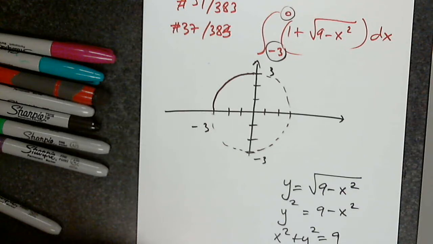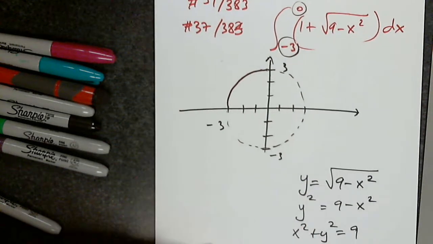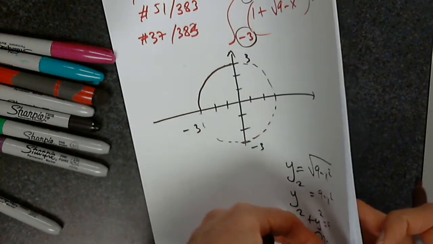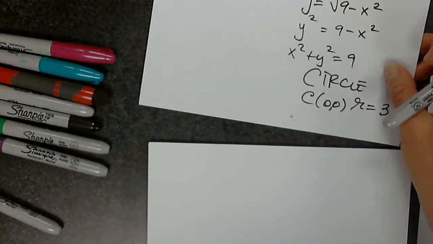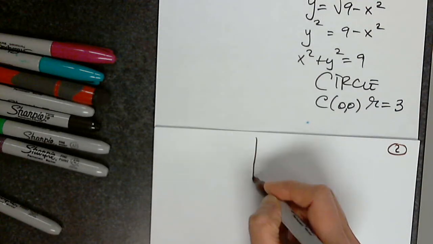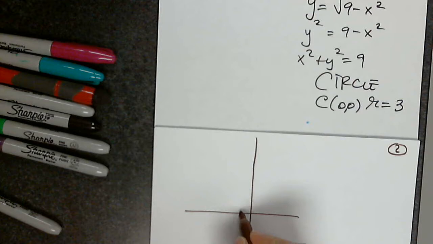Any questions so far? But now I have to add that plus 1 in, and then find the area, interpreting it in terms of areas. So here's the graph now, final graph.